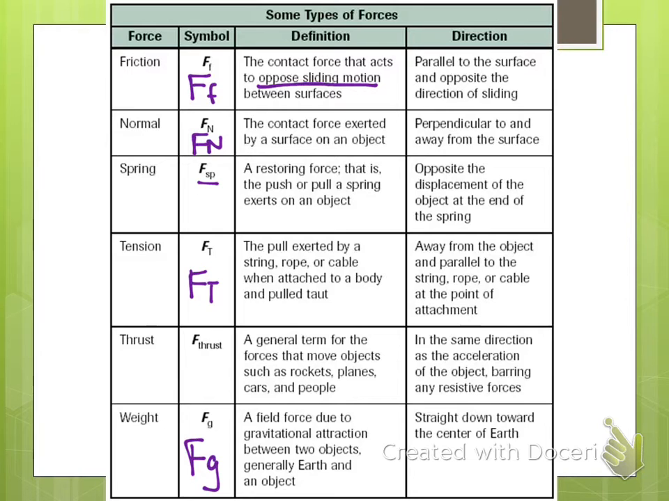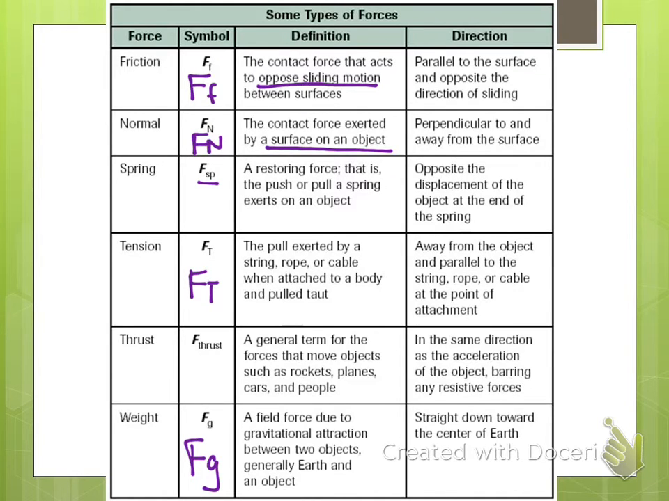Friction opposes that. Friction will always be a horizontal force. You won't ever see friction acting in the vertical direction. I don't know that I've ever seen an example in which that's the case. But it always goes parallel to the surface. Right now we're dealing with surfaces that are flat. Eventually we'll deal with inclined surfaces, in which case your friction would go parallel to the surface as well.